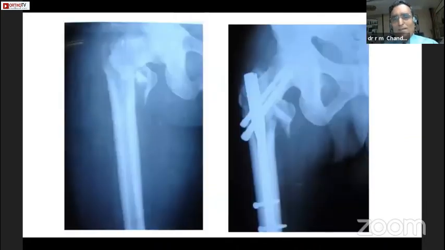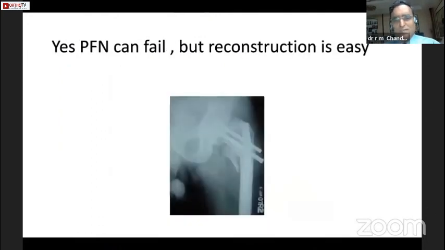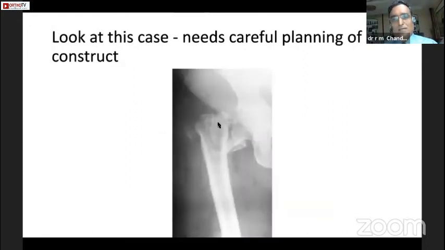What is happening routinely? These fractures, even with lateral wall involvement and comminution, heal and consolidate very well without augmentation of the lateral wall. And it works. The simple PFN system works even when it is bilateral. Yes, I do agree, PFNs can fail. But when it fails without any augmentation, without any biology loss, we can always reconstruct.